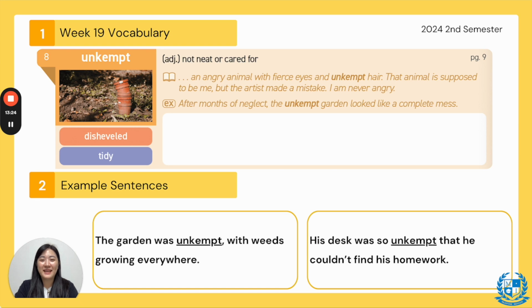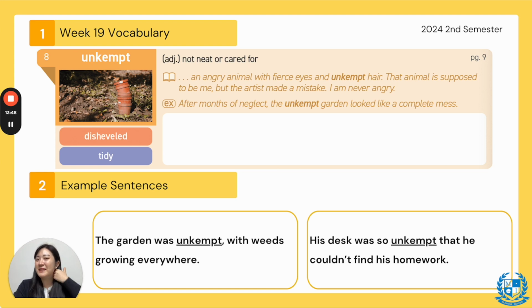themselves. In a book, it says, "an angry animal with fierce eyes and unkempt hair," meaning the hair was like this. That animal is supposed to be me, but the artist made a mistake. I am never angry. Oh my goodness, my hair. So unkempt means super messy. Example, let's read together. 1, 2, 3.